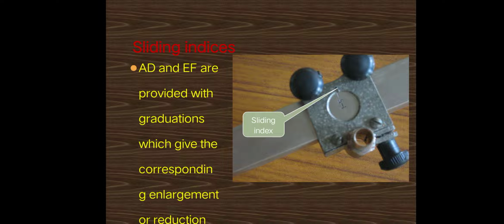Now if I keep the sliding indices at 0 and start tracing or rolling the instrument, I will get the same size of the figure again. That is reproducing. If I keep the indices towards the left side, the minus values, it will reduce, and at the same time you are supposed to interchange the pencil and tracing points. And coming to the right side, if I move the sliding indices towards the plus sign, then it can enlarge the drawing. So AD and EF are provided with graduations, which give the corresponding enlargement or reduction.